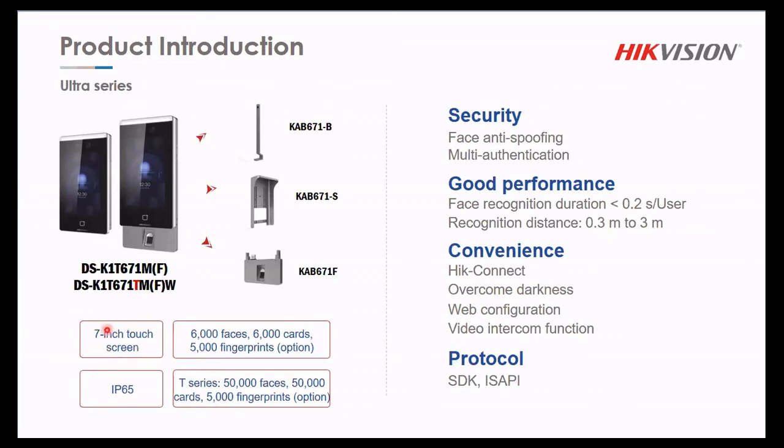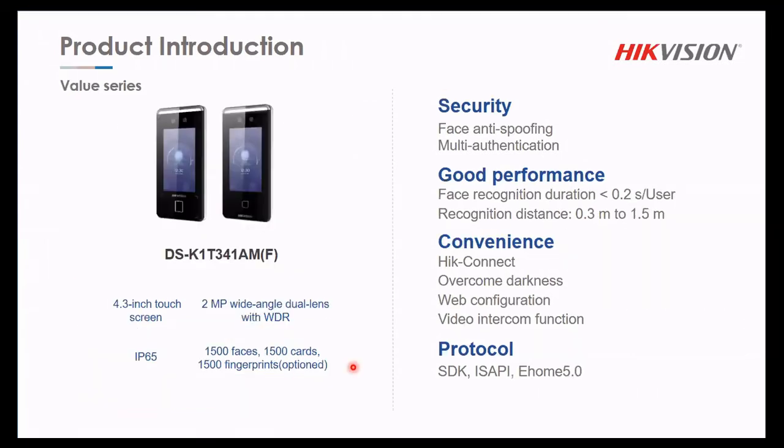Now this guy here has got a 7-inch touch screen, up to 6,000 faces, 6,000 cards, or 5,000 fingerprints. It depends if you take the unit with or without the biometric there. And then the T series, so you can see this guy with a T in there, goes up to 50,000 faces and 50,000 cards and 5,000 fingerprints. So this is a nice upgrade if the 20,000 that we've spoken of before is not enough. So this guy goes up to 50,000.